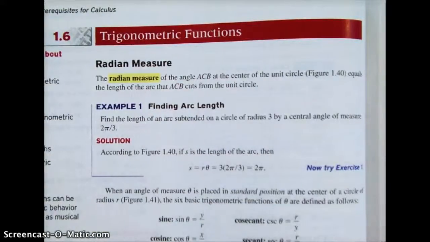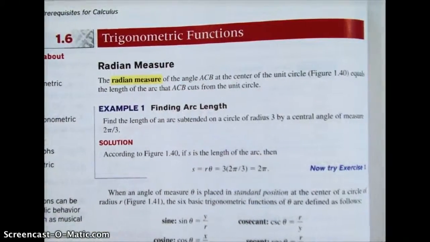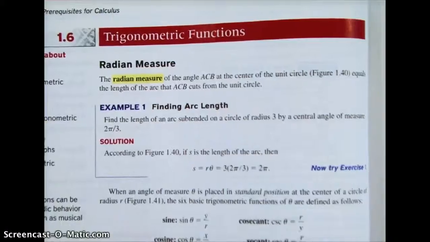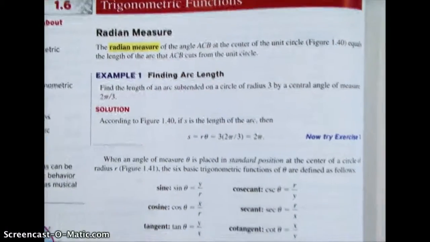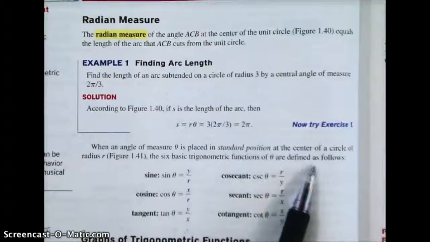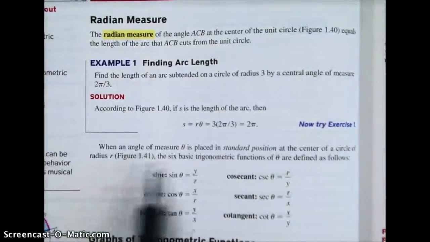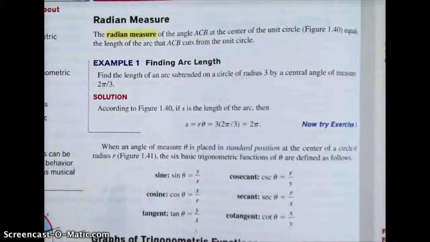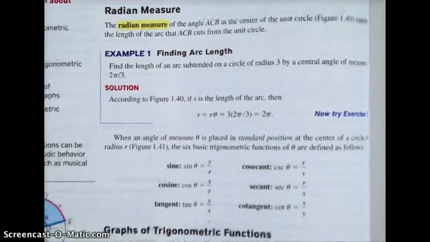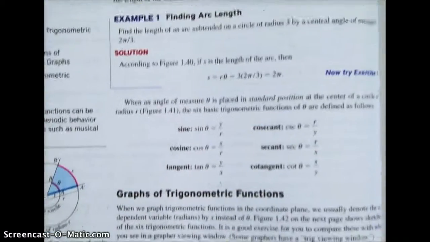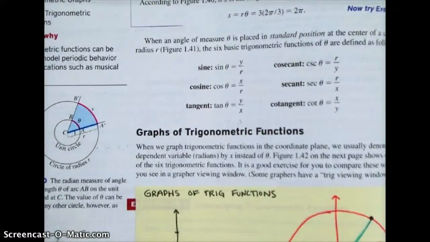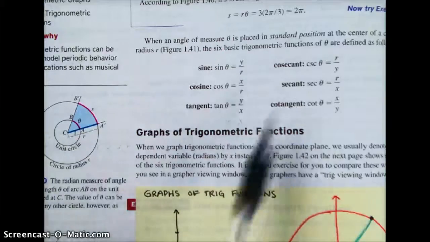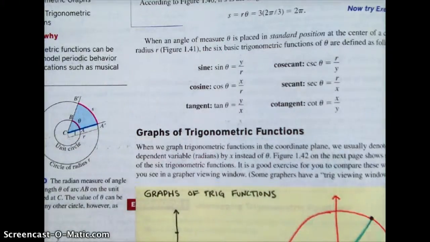It's pretty simple though. So the reason that we're talking about radians is because we're interested in trig functions. When an angle of measure theta is placed in standard position at the center of a circle with radius r, and look at the figure down at the bottom of the page if you need to, then the 6 basic trig functions of theta are defined as follows, where r is the radius, and think about the fact that x and y are the coordinates of a point. We can use these definitions to help us think about what the graph of a trig function really is.